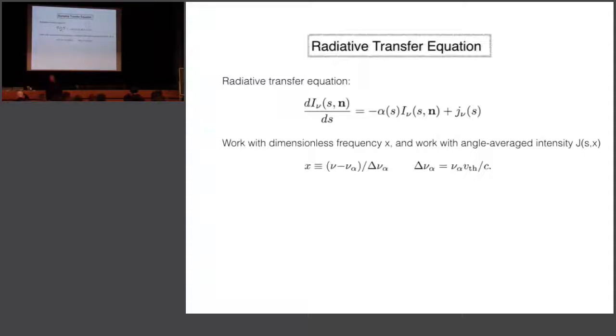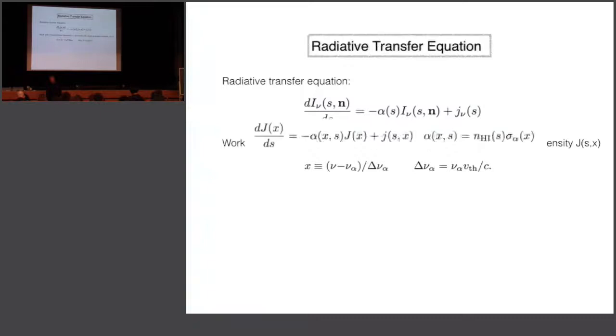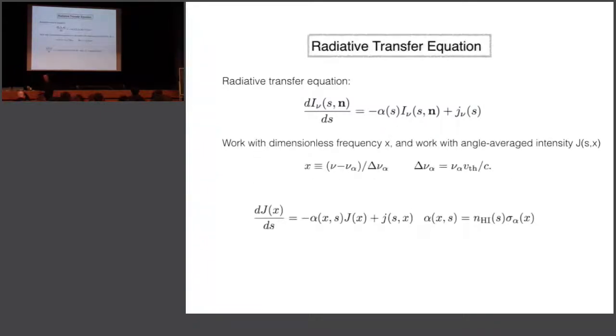When you do that, the equation simplifies to something like this. Now, the angle-averaged intensity is usually denoted with J, not I, but J. So you have dJ/ds equals minus alpha J plus little j. And alpha would just be the opacity, which has units of per length.